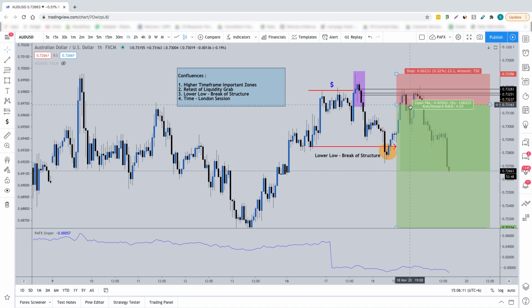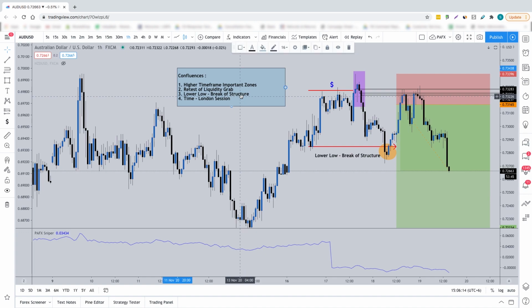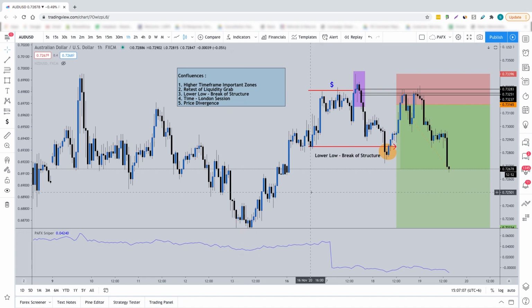And yes, time was another important factor for any trade we take. So yes, time is a constant confluence for us. Moving on, the 5th confluence is price divergence.